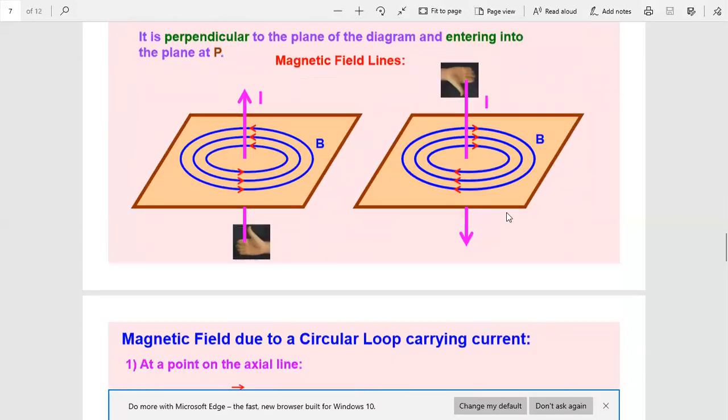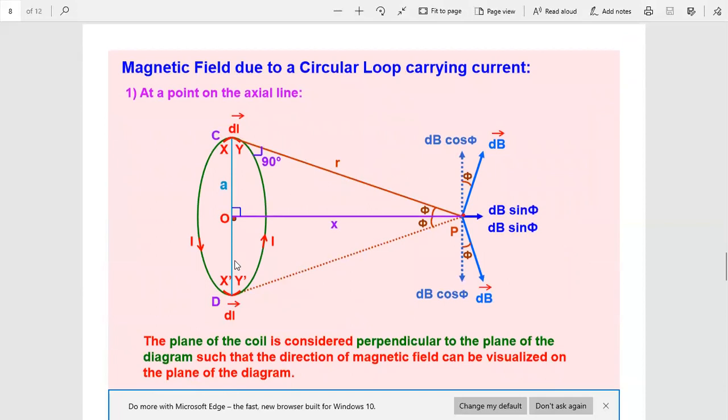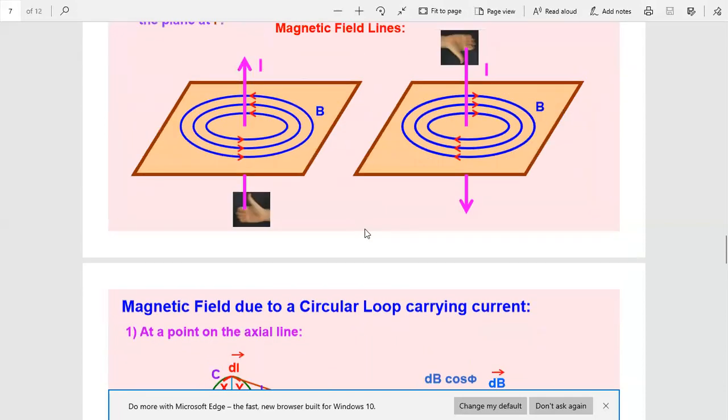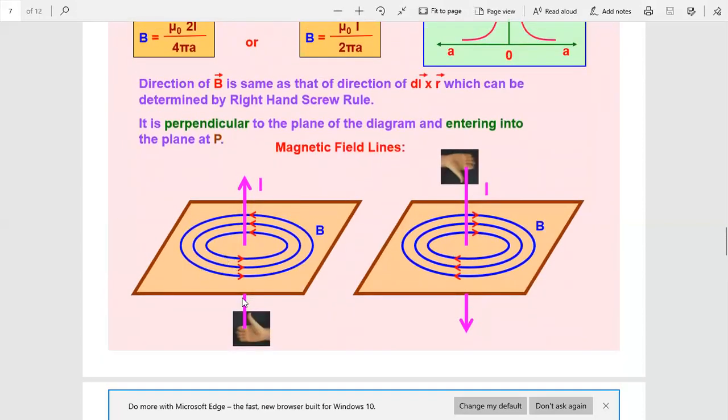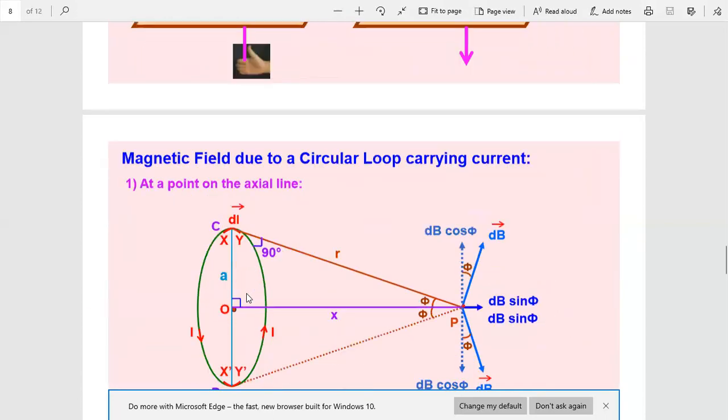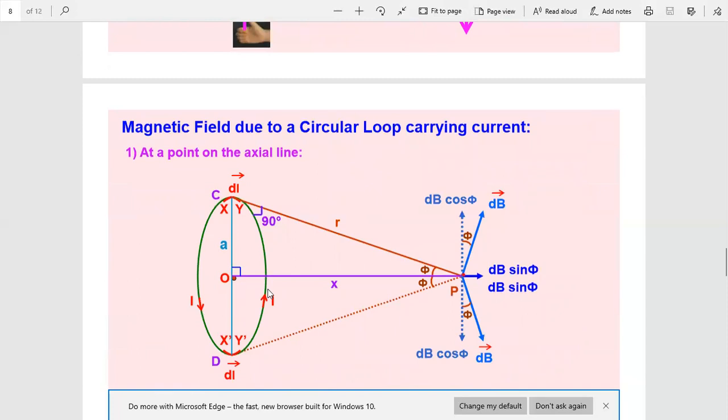Now, instead of taking a straight conductor, here we take a curved conductor. You see, when the conductor is straight, the magnetic field is concentric circles around the straight conductor. Now, if the current carrying conductor itself is a circular loop, then the magnetic field at the center of the loop appears to be straight and will behave as a bar magnet.